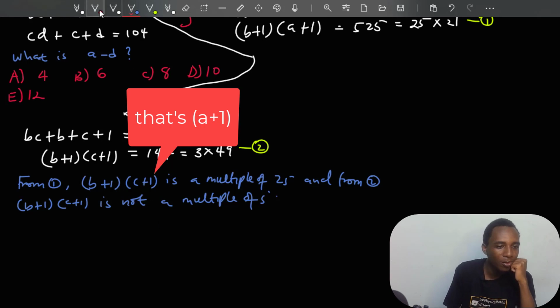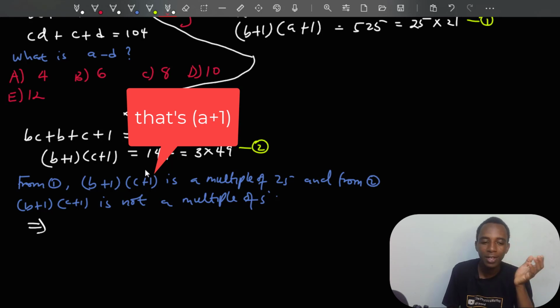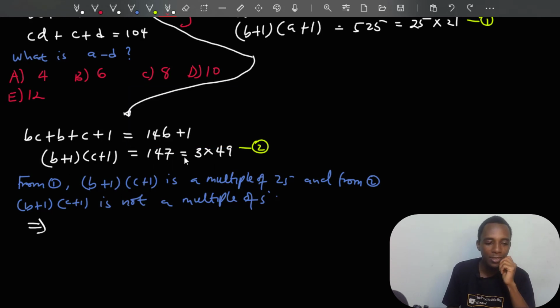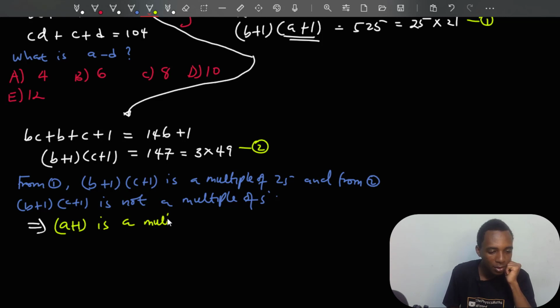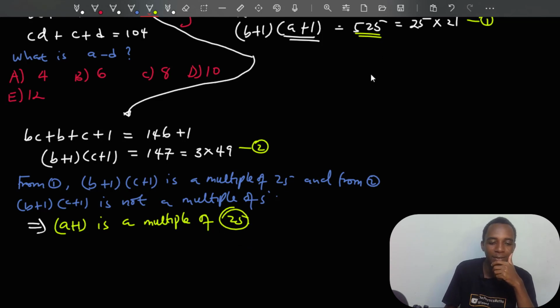So I'll conclude from this that since the second equation doesn't have any multiple of 5, therefore a plus 1 must be a multiple of 25. Since it is a multiple of 25, that means it divides this value here, 525.